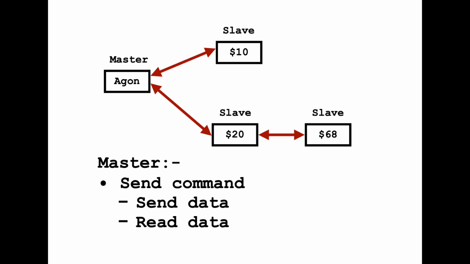On any i2c bus, there must always be one master, and that's going to be our Agon. You can have many different slaves, that is our modules, as long as each one has a different address. Normally, the master will send out a command. It might then also send out some data, or read some data from the slave.